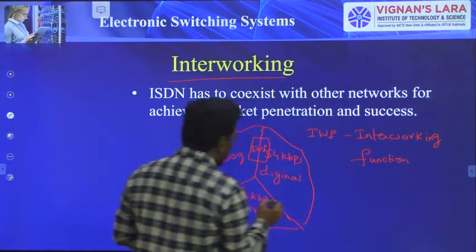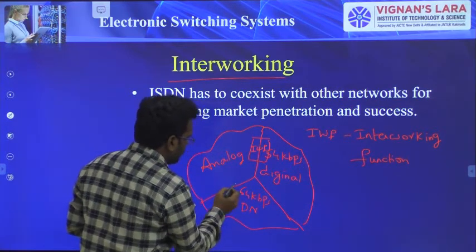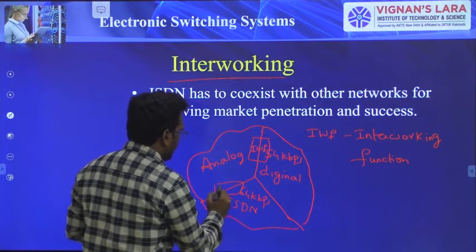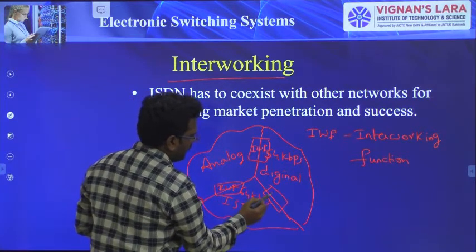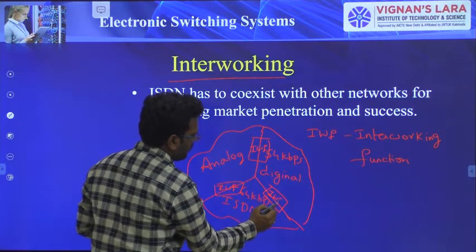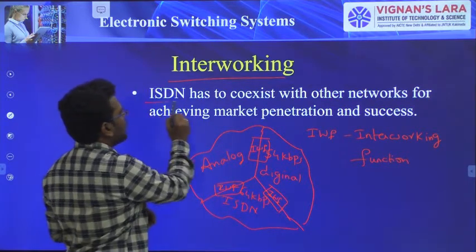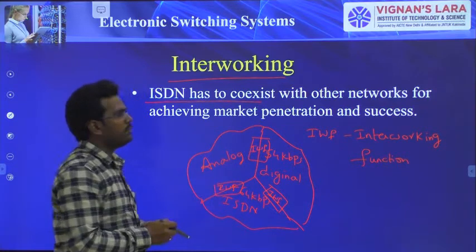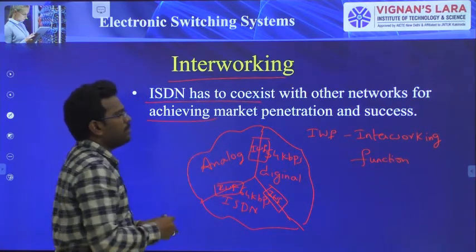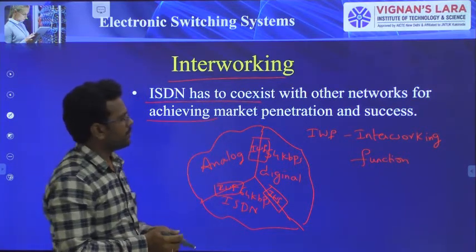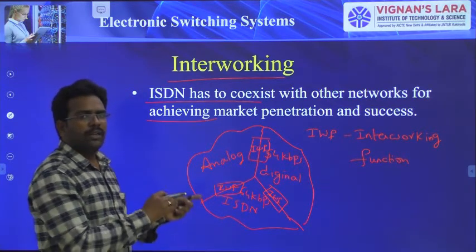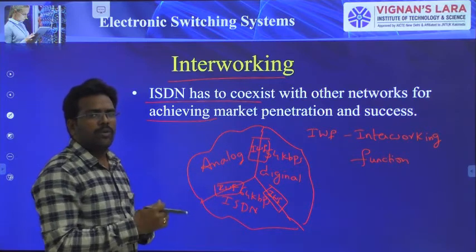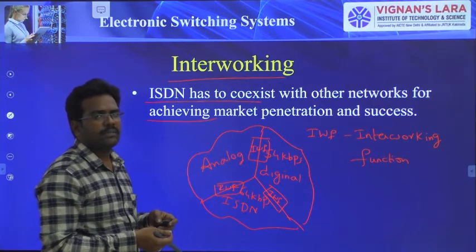So without this interworking function, you cannot communicate with other networks. ISDN has to coexist with the other networks for achieving market penetration and business success. So you have to use some interworking functions so that the other networks can cooperate.